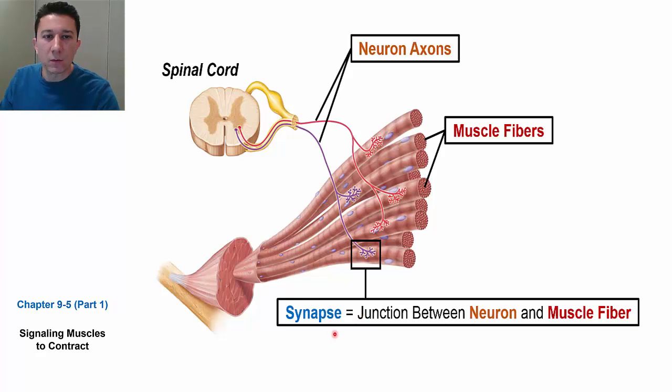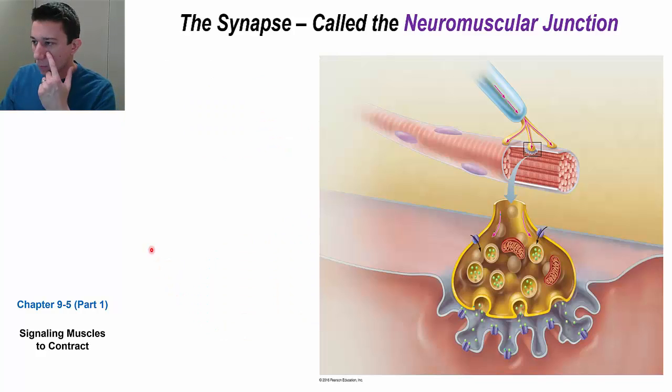Okay, and I've already given you this term here. The synapse is simply referring to the junction between the neuron and the skeletal muscle fiber itself. So this is what we're going to look at next. We're going to look in a little bit more detail at the structures that are found at the synapse and what they're doing. So we're getting set up for how neurons are signaling skeletal muscle cells.